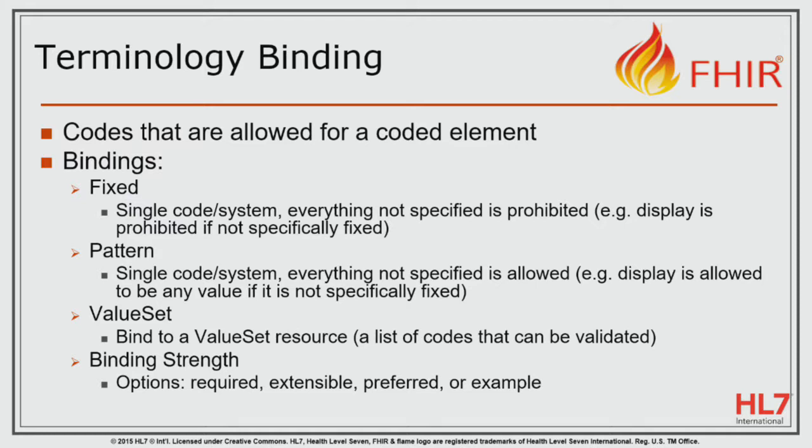What pattern does is it says, so long as they've got a coding in that list where the system says LOINC and the code says this, then it doesn't matter if they've got display names, doesn't matter what they are, doesn't matter if they've got versions, doesn't matter what they are, doesn't matter if they've got 15 extensions. None of that stuff matters. They've got the key stuff that I need, so I'm good.